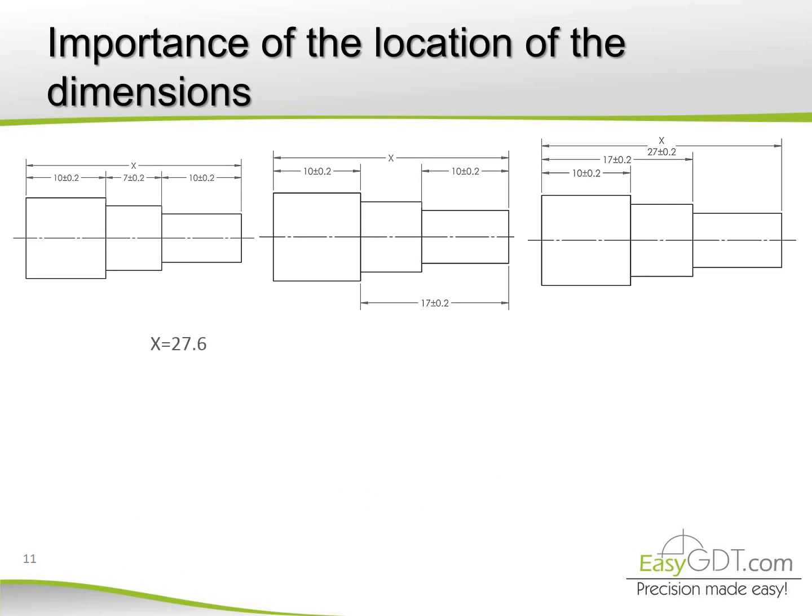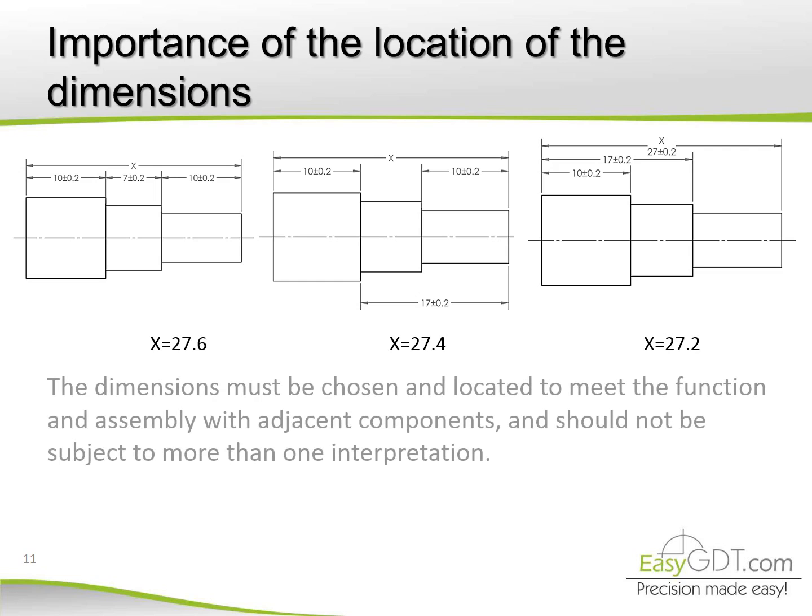In the last three examples, we have seen how the total length varies by changing the location of dimensions, even though these had the same tolerance of 0.2 in the three examples. The dimensions must be chosen and located to meet the function and assembly with adjacent components, and should not be subject to more than one interpretation.